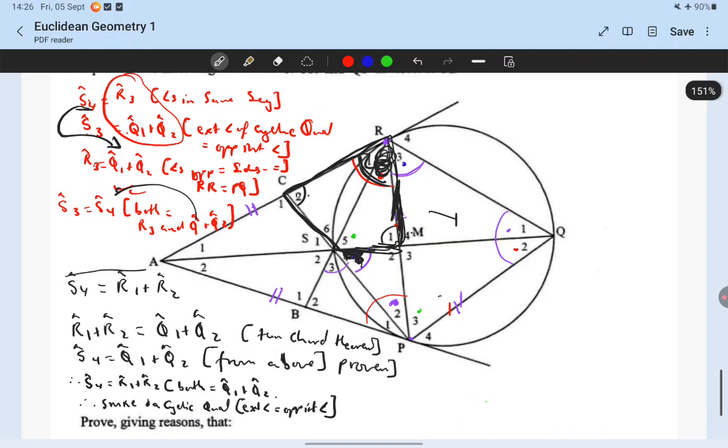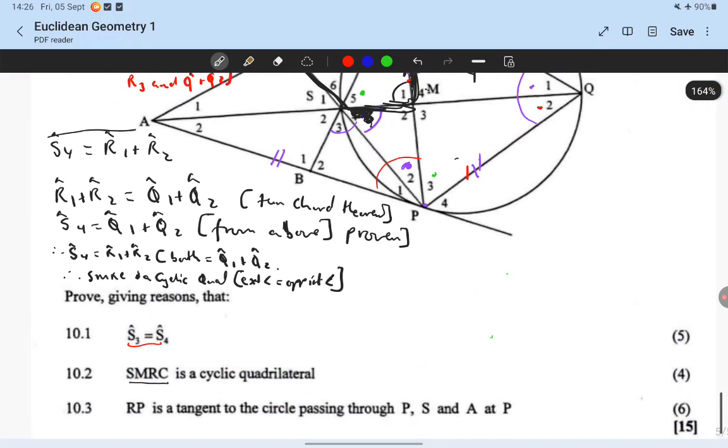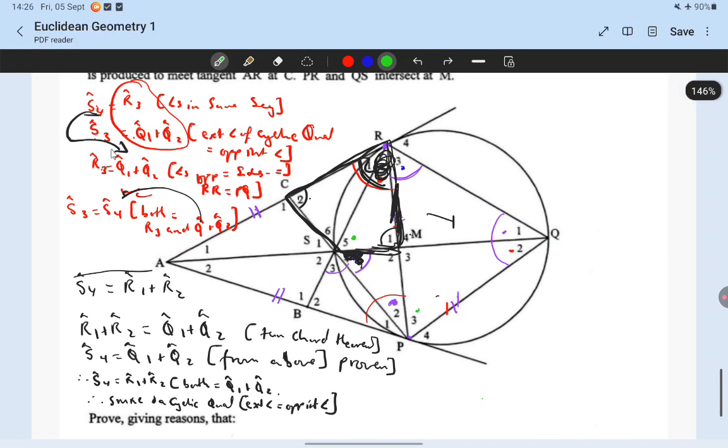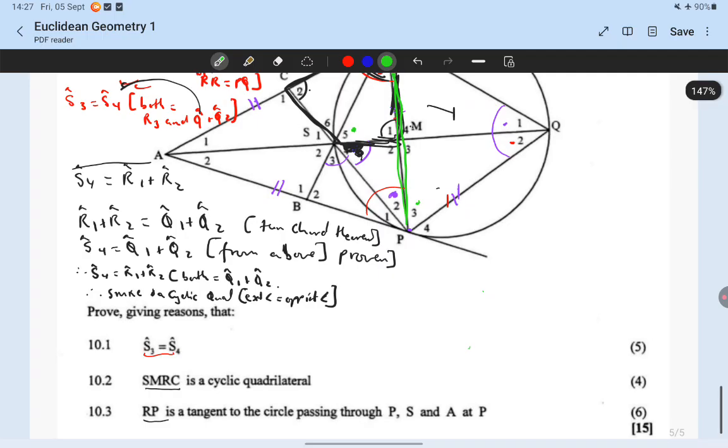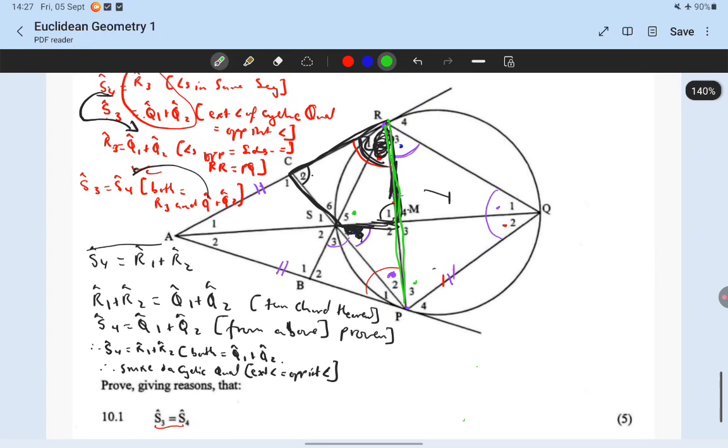Yes. So lastly, what do you have to do? In this question, they said prove that RP is a tangent to the circle. So this is the question that I'm leaving you with to try, and I'll come with the solution. However, I'm giving you a hint. So they said prove that RP is a tangent. So which one is RP? Sorry about that. So RP is this line. So they said prove that this line is a tangent to a circle passing through P, S, and A at P.